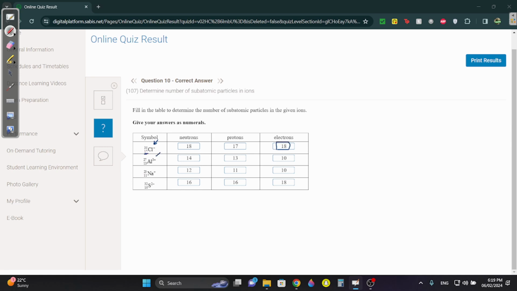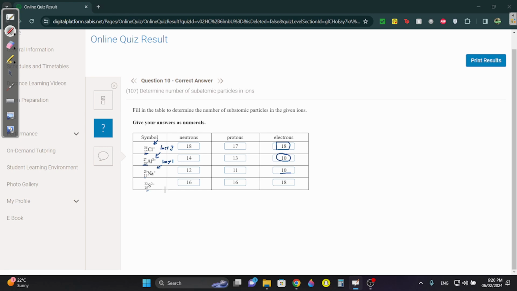This one, Al3 plus, it's positive. That means it lost 3 electrons. So you take, how many electrons is it supposed to be? 13, because electrons equal protons. But it lost 3, so 13 minus 3, 10. Na plus, it's positive. It lost 1, because it's plus 1. How many electrons is it supposed to be? Should be 11. Loses 1, 11 minus 1, 10.